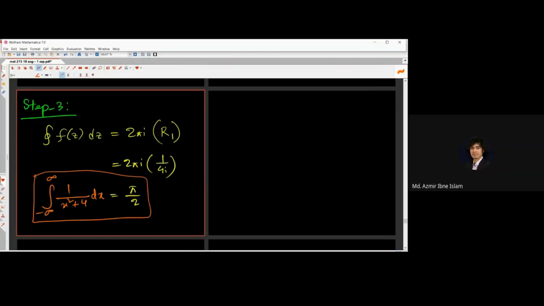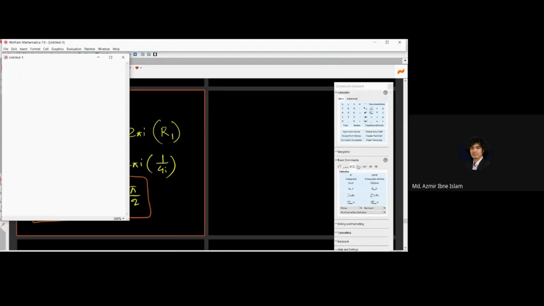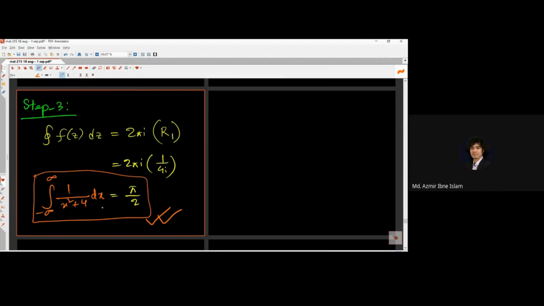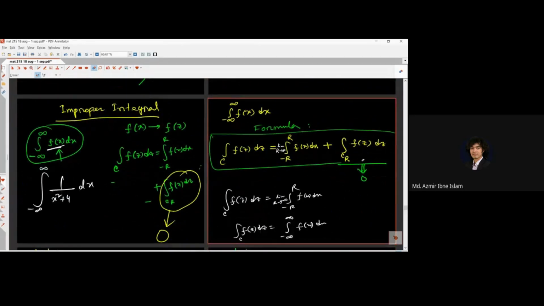Okay, let's try to verify whether our result is correct or not. The integral from negative infinity to positive infinity. You have done Mathematica in MAT215, so I am using Mathematica here. Pi by 2. Can you see? Okay. So we are able to solve this improper integral by using Cauchy's residue theorem. If you have an improper integral, you have to apply this formula. That means you are converting that improper integral in this way.